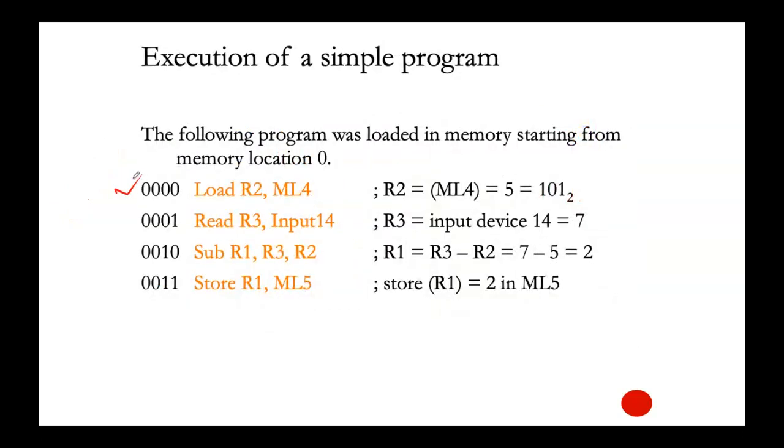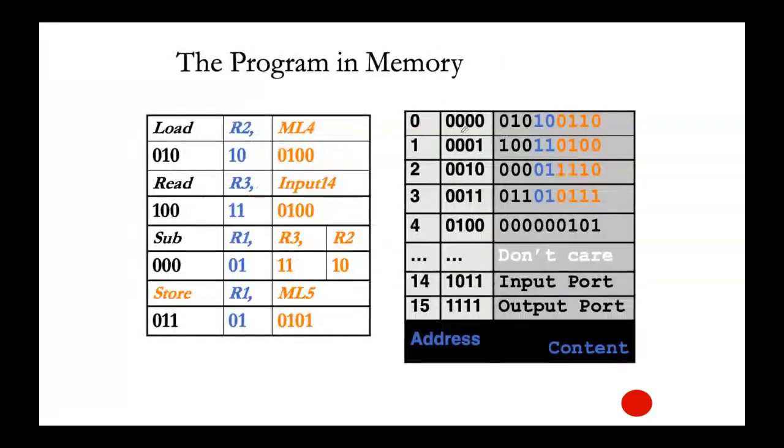Here it goes and is stored at location 0 in the main memory. In the 0th index, represented with 4 bits as the 0th location, this entire instruction is going to be stored. So that is 010, 10, 0100. This is the opcode, your R2, and your memory location 4.